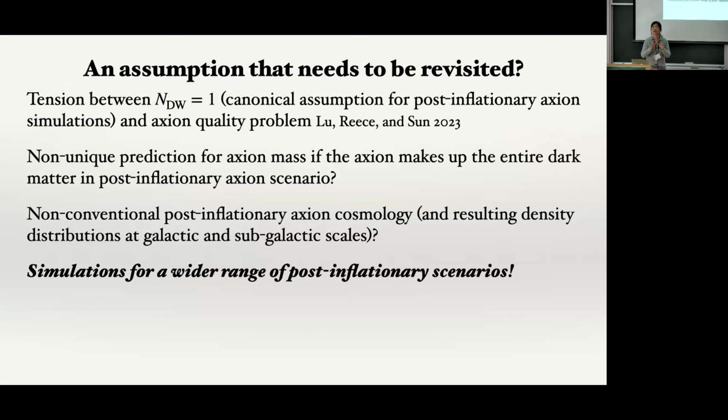So the point I want to make here is that there's a tension between the domain wall number equal to 1, the canonical assumption for these post-inflation axion simulations, and the axion quality problem for the post-inflation QCD axion. So this recent paper by these authors weighed all the existing models and basically found that if you solve the quality problem and domain wall problem, the dynamics could be much richer than what has been simulated so far. You may not get a unique prediction for the axion mass, and you may have a non-conventional cosmology and astrophysics. So the take-home message is that we actually need more simulations for a wide range of post-inflation axion scenarios.